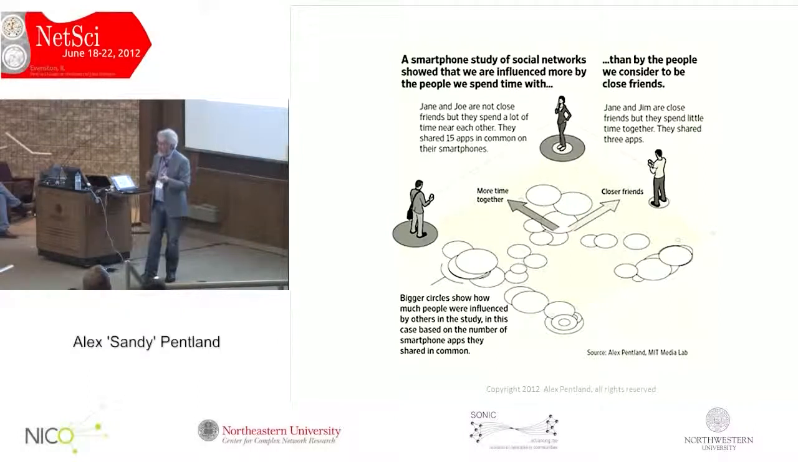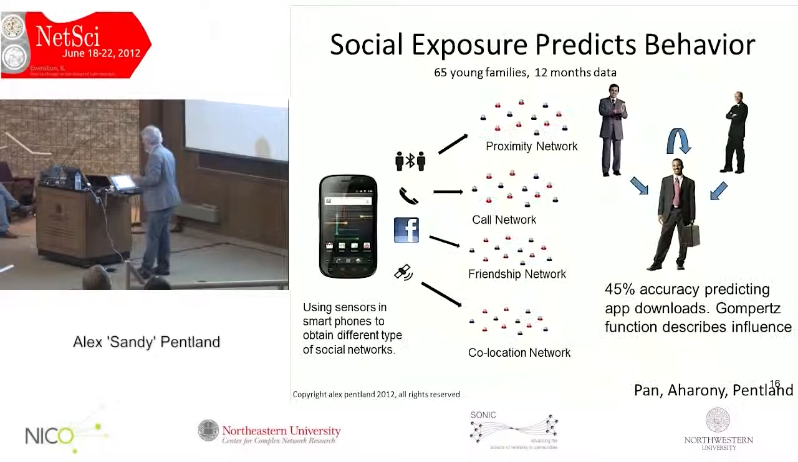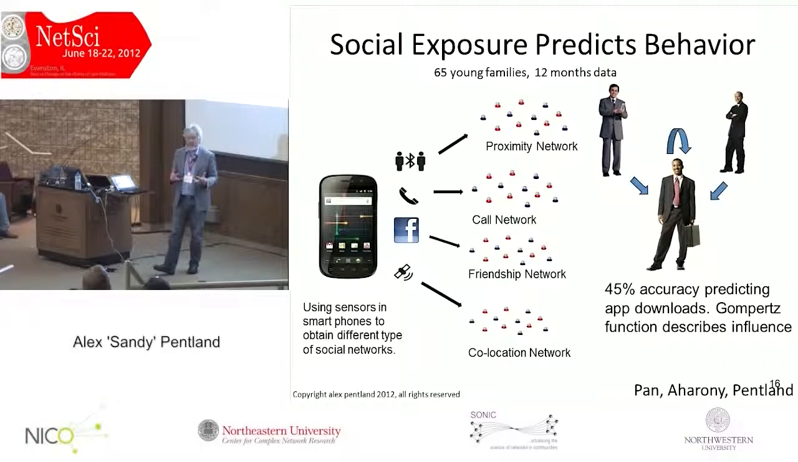Also, there's a correlation between smartphone apps, which things people download on their phone, and co-location. The people who spent more time together seemed to download more. And Wei Pan extended this and did a very careful job of this. He's here too. There he is. And he looked at the combination of all these networks to be able to predict people's behavior at downloading apps.